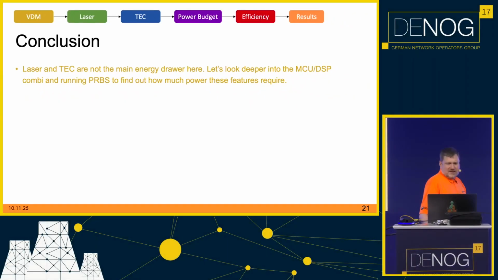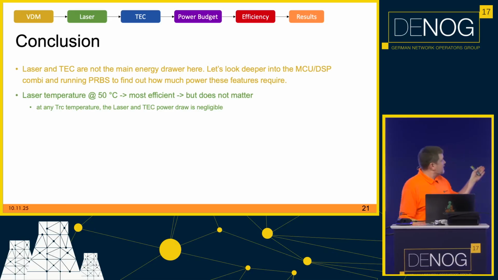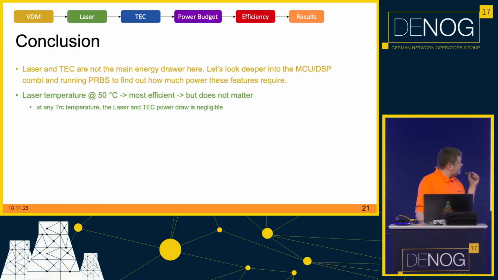So what are the conclusions? Laser and TSA are not the main energy drawer here. Let's look at MCU and DSP, how the firmware really deals with it. They have power-saving modes, which you should use. With PIBS, you can test this as well. A laser temperature is normally at 50 degrees. I want to bring this up because there are many discussions about what temperature you are really measuring. This is not so trivial to measure. You need VDM for that.